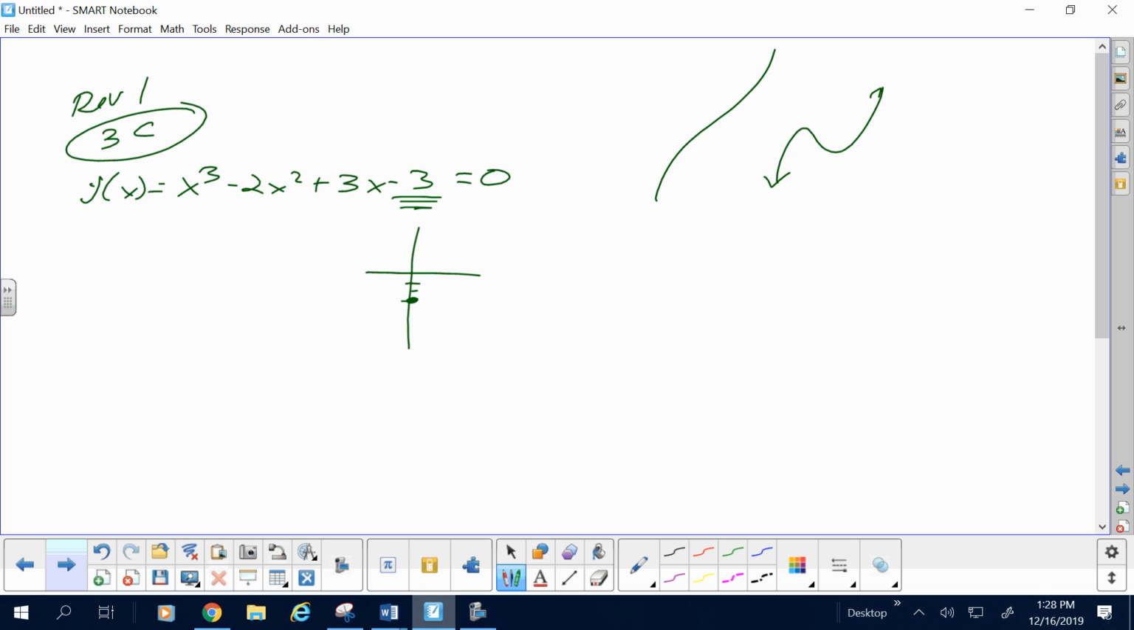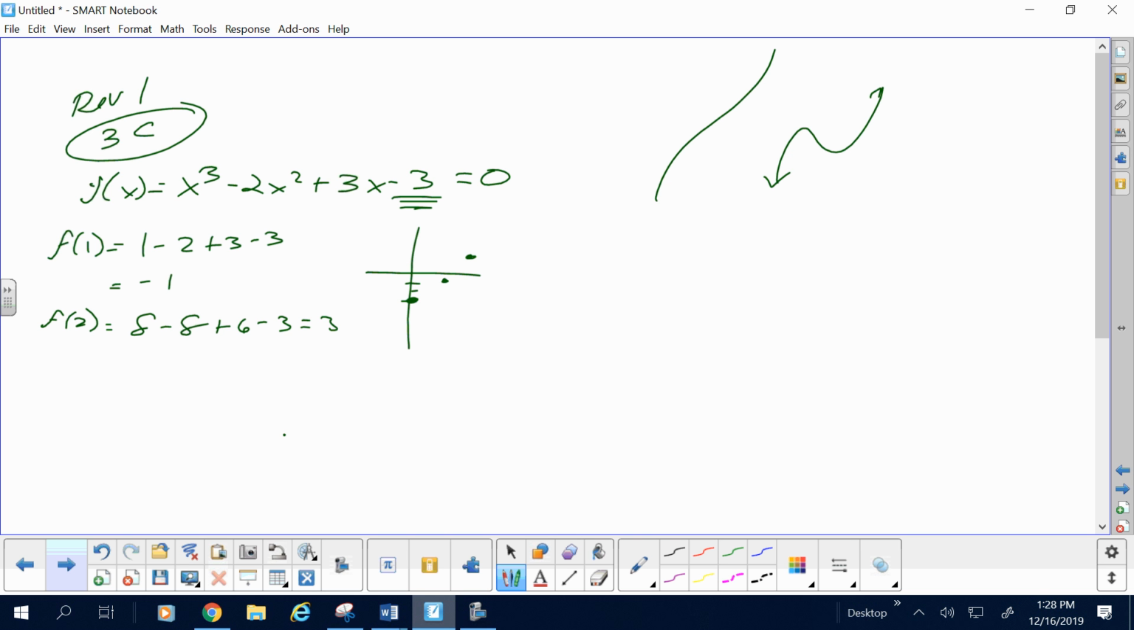So at 1, whether you use synthetic or not is up to you. You could just do kind of plug and chug. f of 1 is 1 minus 2 plus 3 minus 3, which is negative 1. So it's still below at 1. But f at 2, I think it's probably coming up. 8 minus 8 plus 6 minus 3 is 3.